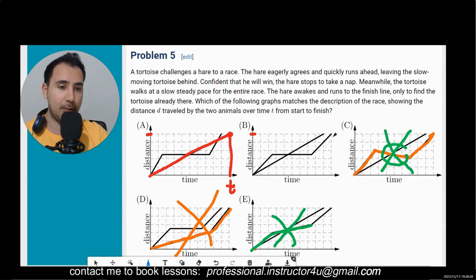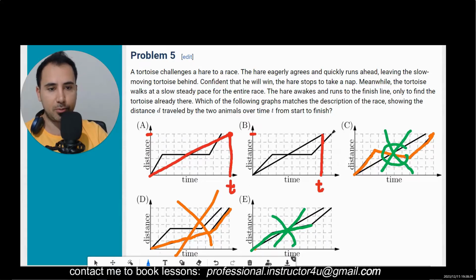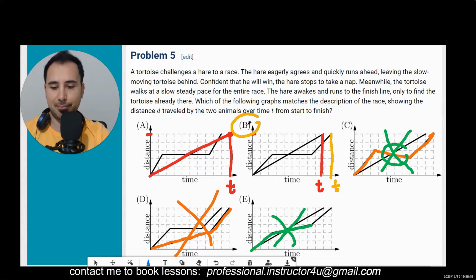But look at this one, okay? This one will be the tortoise. So the T for the tortoise will be before the hare. The hare will be here. This one was for the hare. So the hare took longer to get there. So that means B is the right choice.